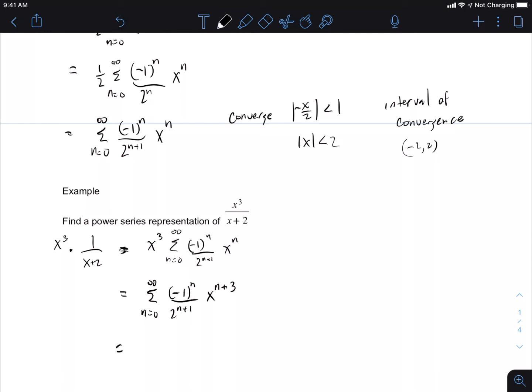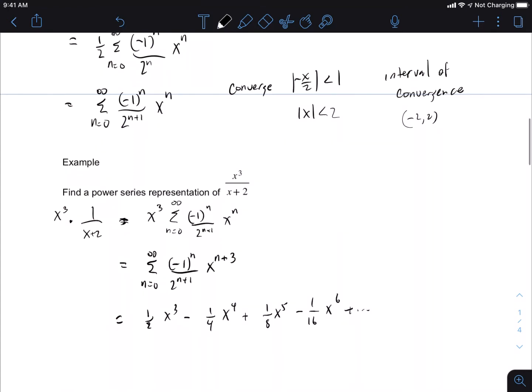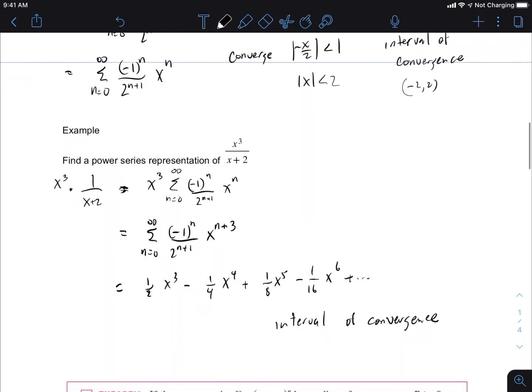and we can see we can even generate it. So when x is 0, we're going to get 1/2 x cubed minus 1/4 x to the 4th plus 1/8 x to the 5th minus 1/16 x to the 6th, and so forth and so on. And the interval of convergence of this one, since nothing has been changed, is again from -2 to 2.